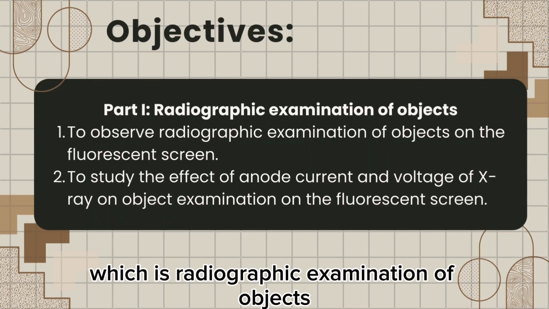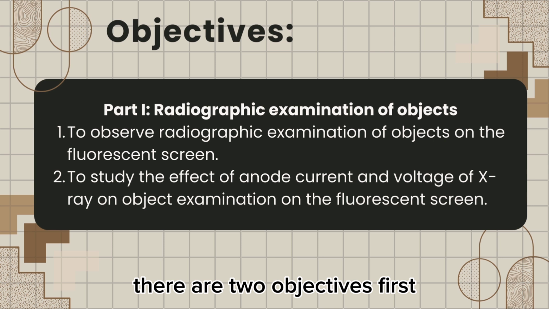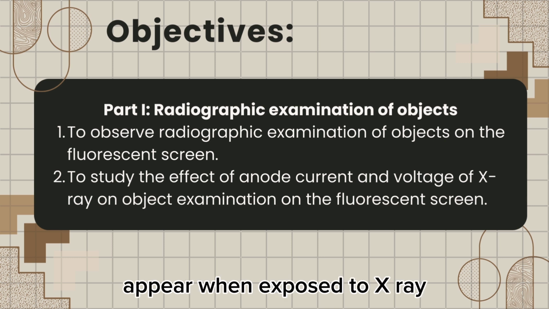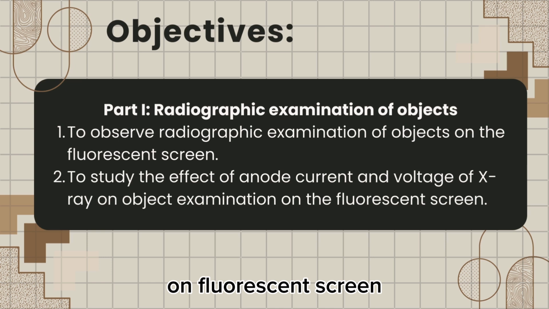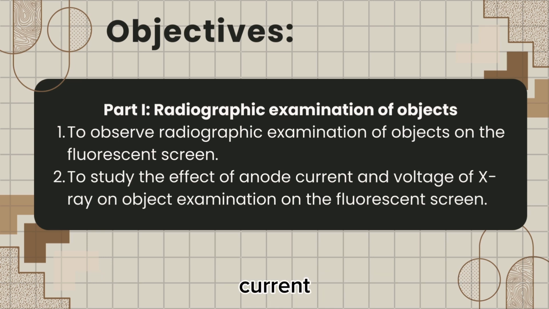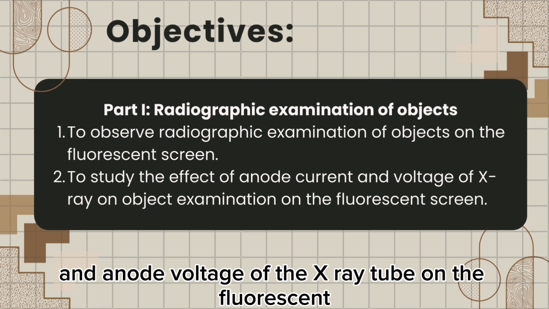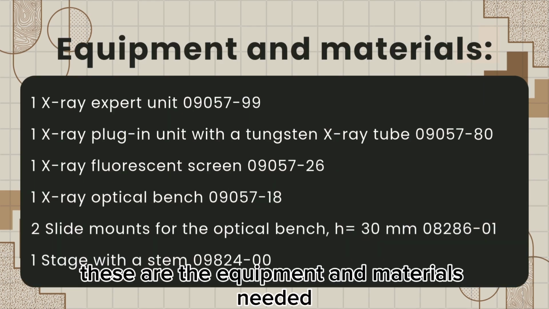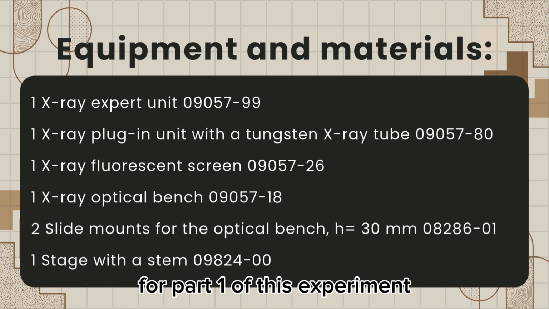For part 1, which is radiographic examination of objects, there are two objectives. First, to observe how different objects appear when exposed to X-ray on fluorescent screen. Second, to study the effect of changing anode current and anode voltage of the X-ray tube on the fluorescent screen. These are the equipment and materials needed for part 1 of this experiment.